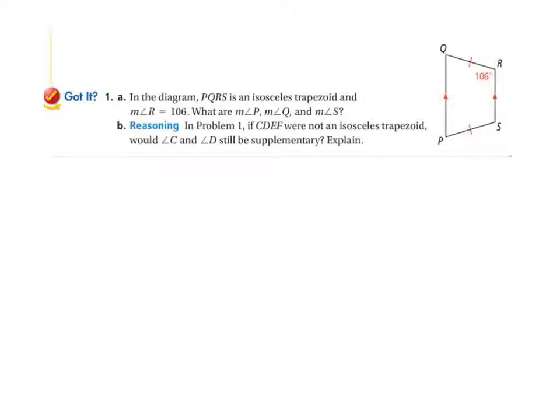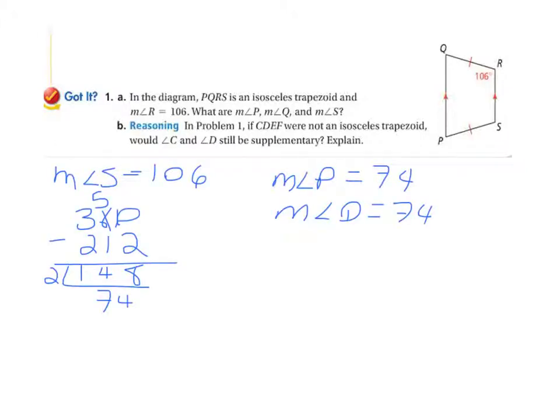All right, it's your turn, so go ahead and pause and do A. All right, hopefully you saw this is the same situation, so measure of angle S is 106. Again, the total angles is 360, and 106 and 106 is 212, so we have left 248 divided by 2 makes each of these 74. All right. In problem 1, if CDEF were not an isosceles trapezoid, would C and D still be supplementary? Explain.